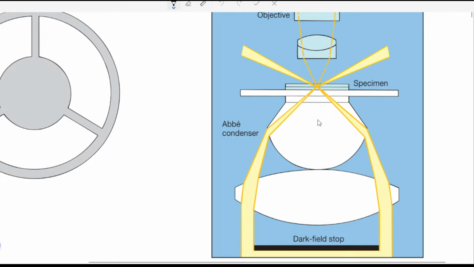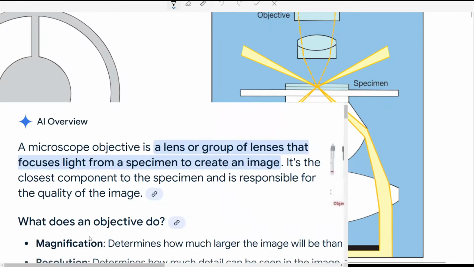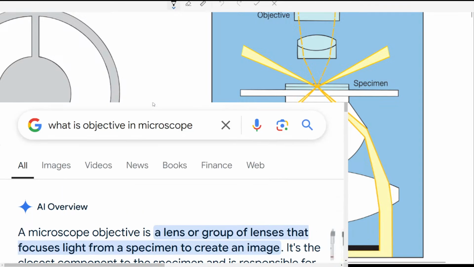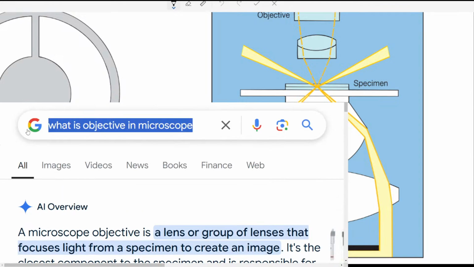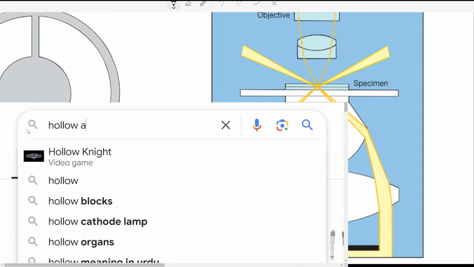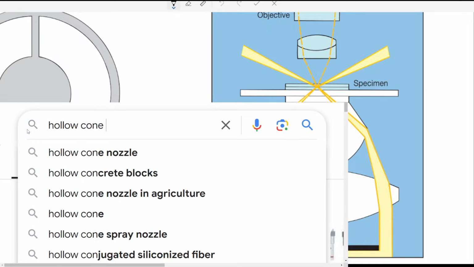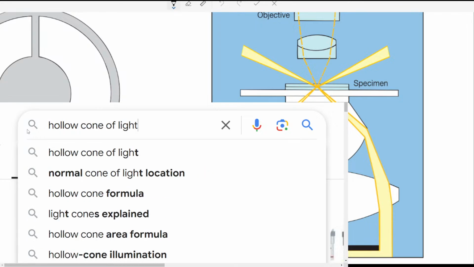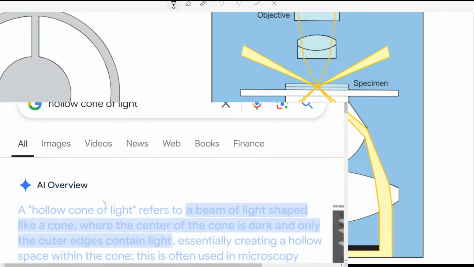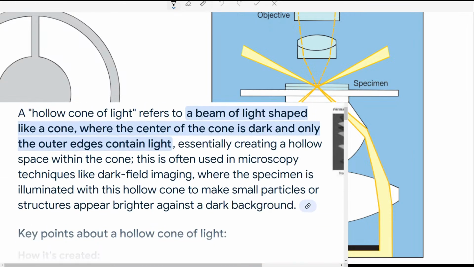Hollow light. What is a hollow cone of light? I act like I understand, but I am not. Hollow cone of light. A beam of light shaped like a cone, where the center of the cone is dark. Okay, I get it now.